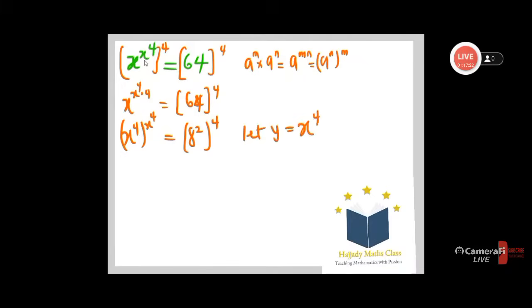So we have on the left hand side y raised to power y equals 8 raised to power 2 multiplied by 4, which is the same thing as 8. So from here it is very obvious that y equals 8. So since y equals 8, and don't forget that y is the same thing as x raised to power 4, which is equal to 8. So x is equal to plus or minus the 4th root of 8.